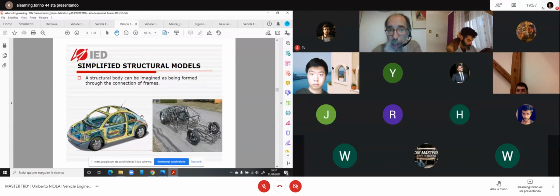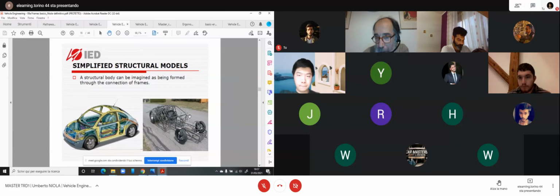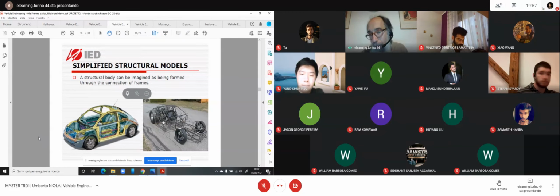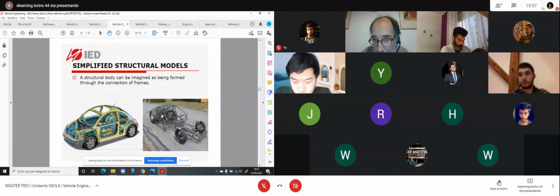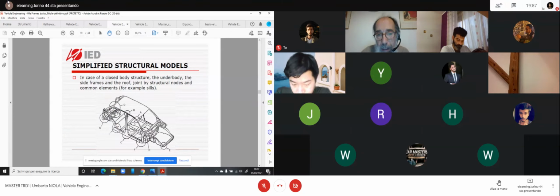So we also introduce some simplified structural models. They are used to evaluate basically the main organization of the structure, and also local concentration of efforts. So in these two cases, you can see the CAD representation of the main components of the structural part of the body on the left of a normal car, and this other one is a space frame realized to evaluate other main components of effort.